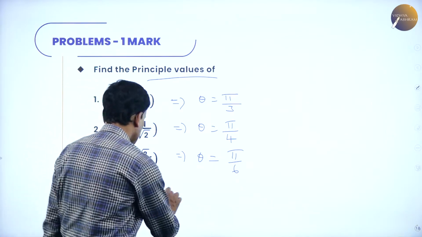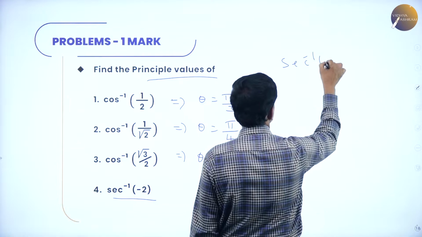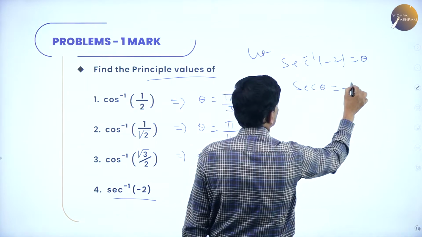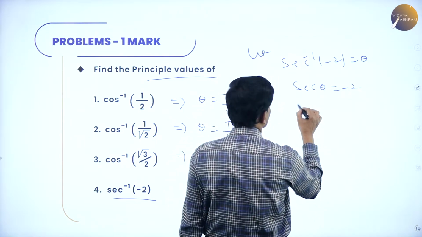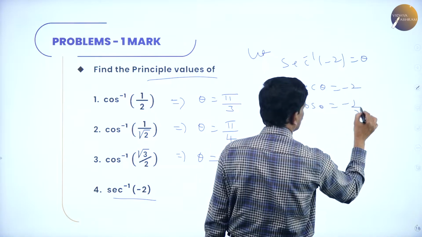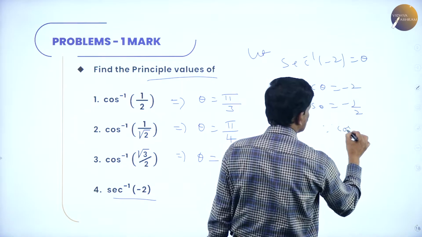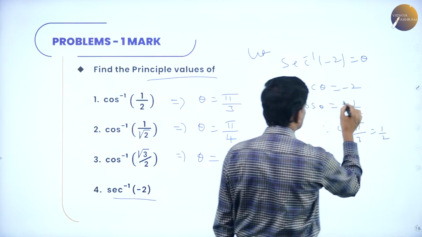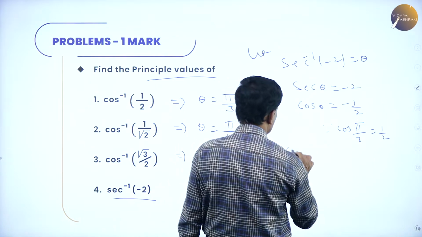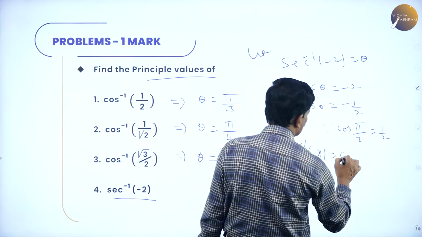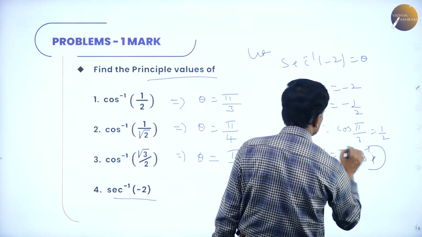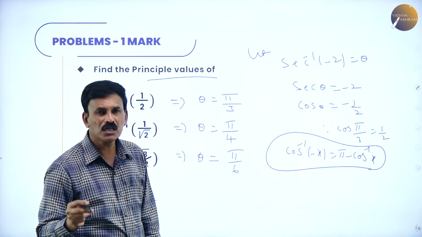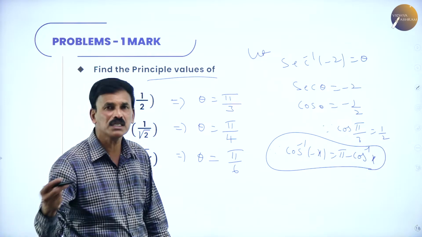This is very important. Secant inverse of minus 2 is equal to theta. Then secant theta is equal to minus 2, which can also be written as cos theta is equal to minus 1 by 2. What is cos of 60 degrees? Cos pi by 3 is equal to 1 by 2. There is one formula: cos inverse of minus x is equal to pi minus cos inverse x. This is the formula we are going to use. If x is negative in cos, we use pi minus that particular angle.